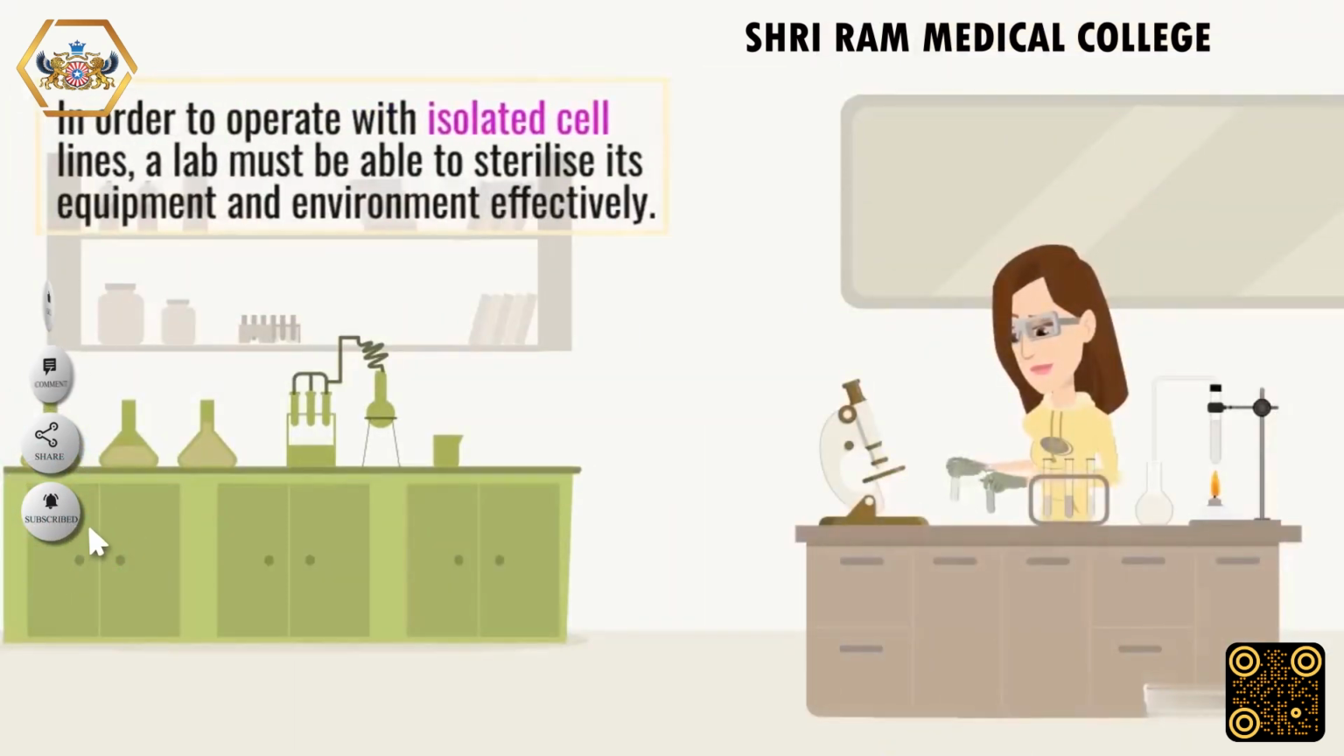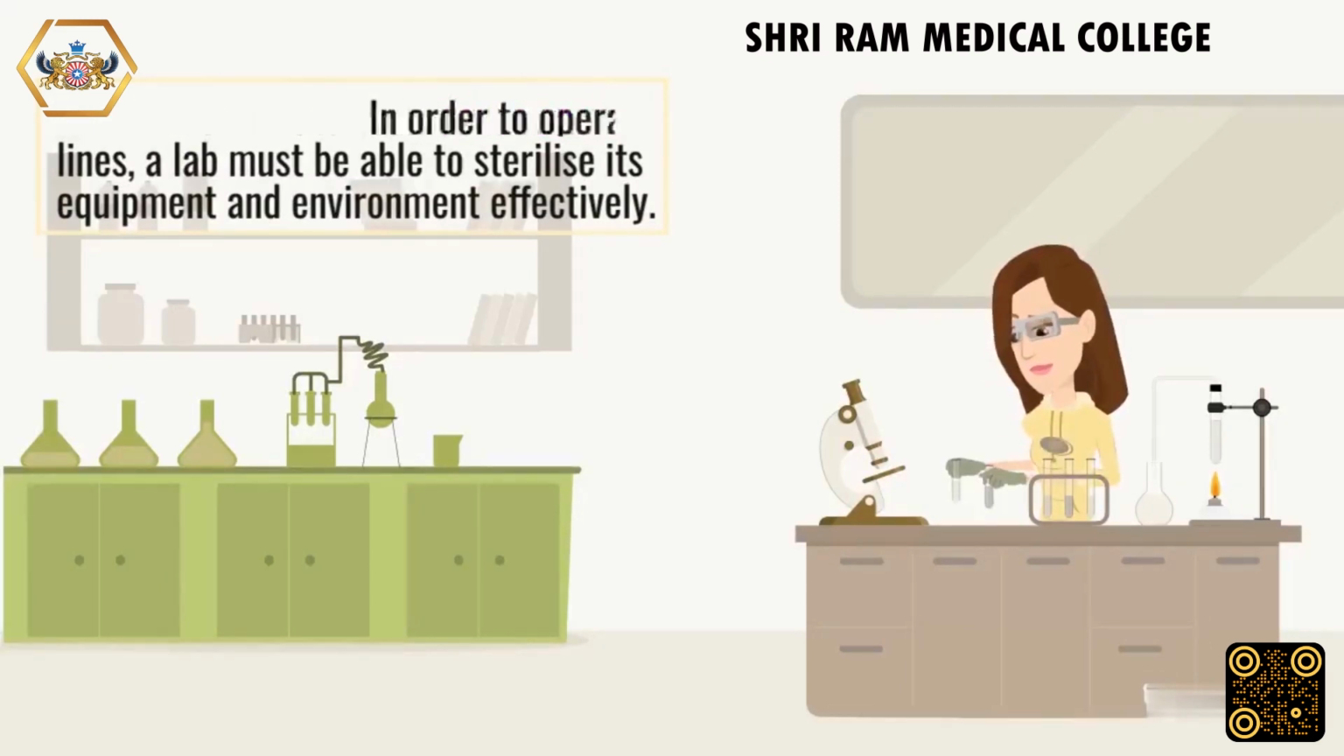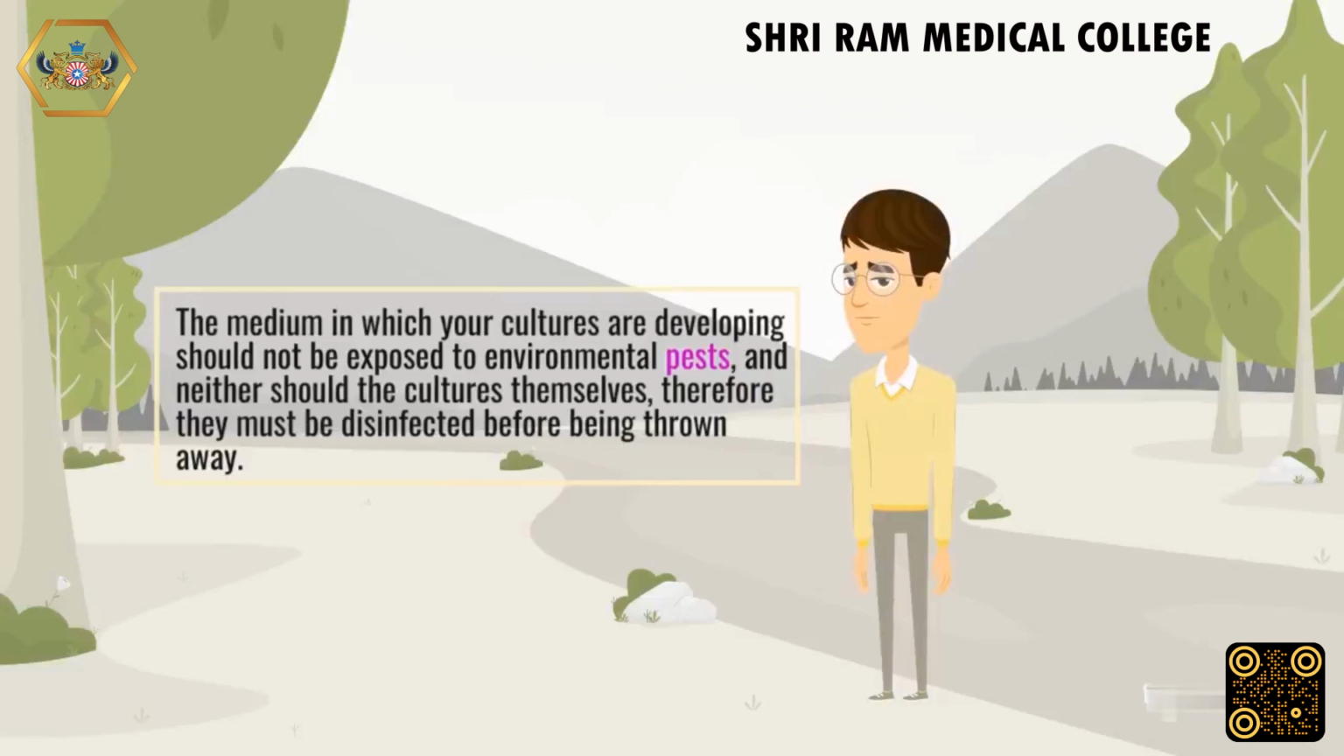In order to operate with isolated cell lines, a lab must be able to sterilize its equipment and environment effectively. The medium in which your cultures are developing should not be exposed to environmental pests, and neither should the cultures themselves, therefore they must be disinfected before being thrown away.